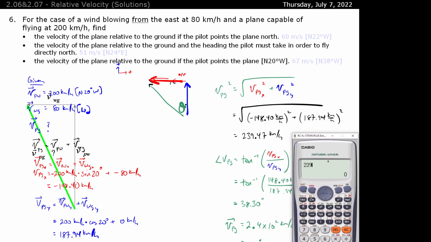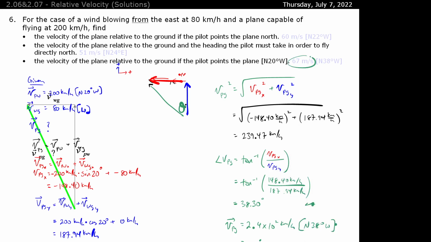Your 239.47, and divide that by 3.6 to get your 66.5, which is why I have 67 if that's what it is on the answer key. Okay, no big deal. As long as you include the correct units, I'll just write this down for good measure, 67 meters per second, then yeah, they're both correct.